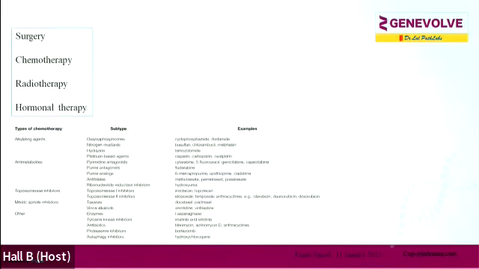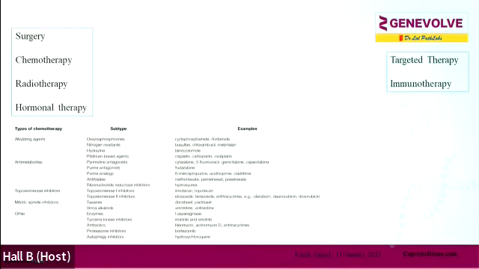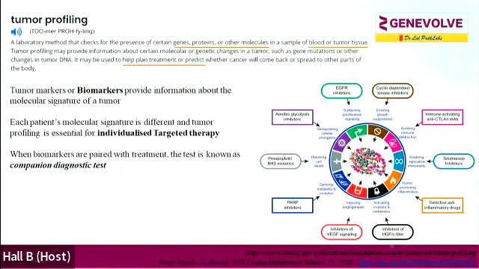So this is how traditionally a tumor is treated. Initially, it was surgery, then chemotherapy, radiotherapy, and hormonal therapy. These are the various different lines of chemotherapy we used to use: alkylating agents, antimetabolites, topoisomerase inhibitors, and others. However, we are moving towards targeted therapy and immunotherapy.